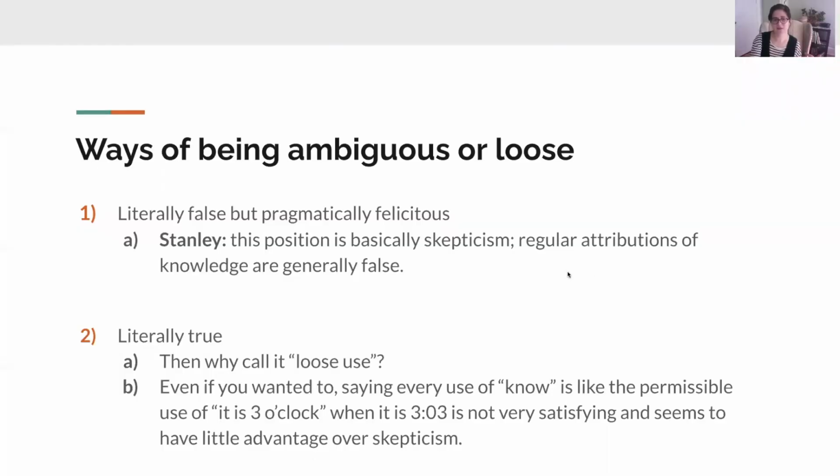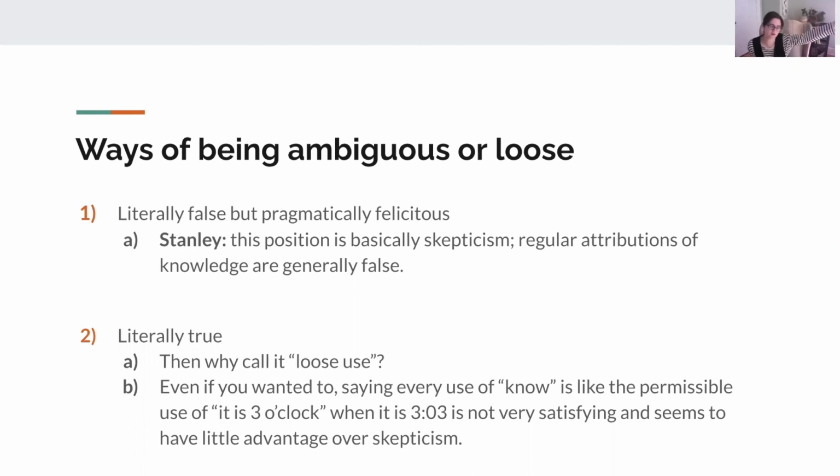Stanley says that this position is basically skepticism. Regular attributions of knowledge are going to count as generally false. At any one time, what is specifically and literally true is different from what we're saying everybody knows. That's just the skeptical position, says Stanley. The skeptic also thinks that usually we use this word knowledge, but we're not using it accurately. We're using it that way for purely pragmatic reasons, and that means that it's literally false.